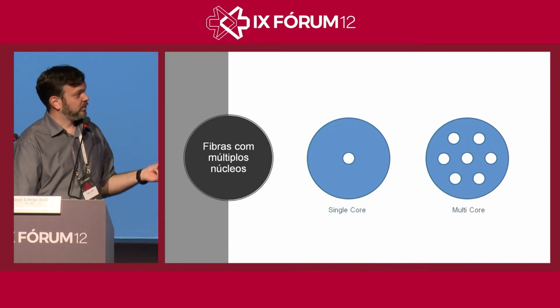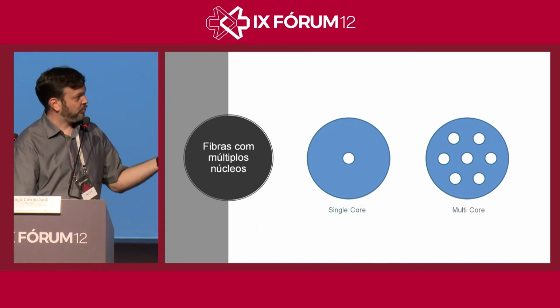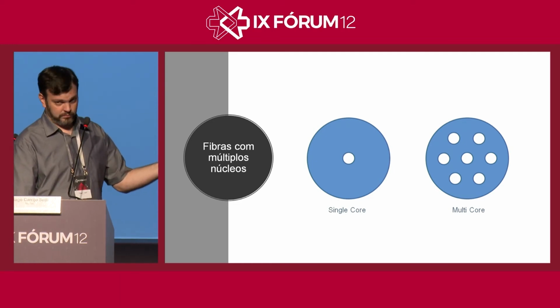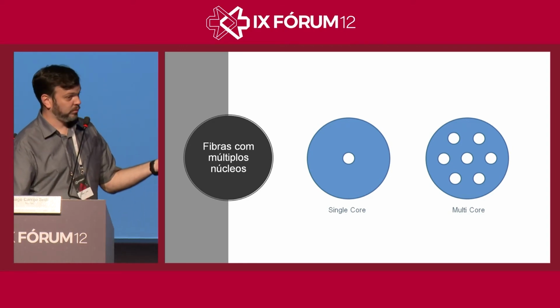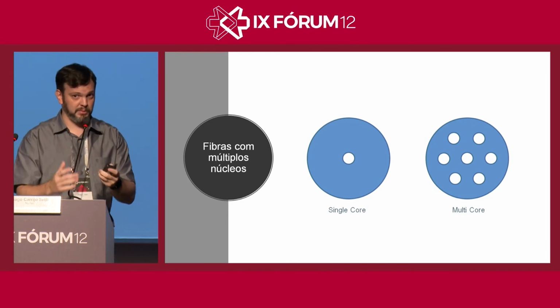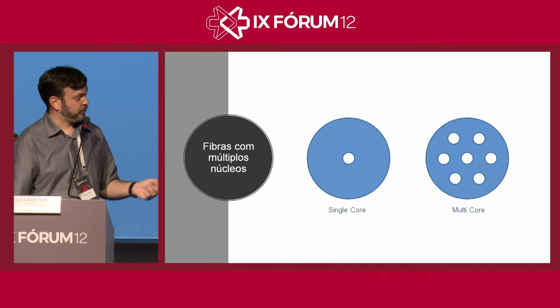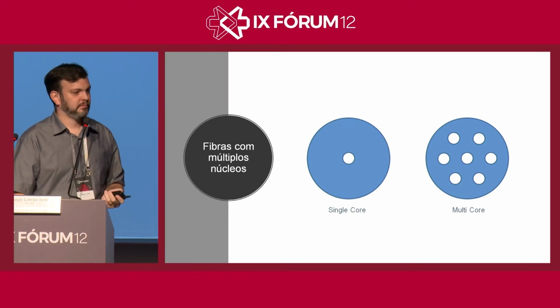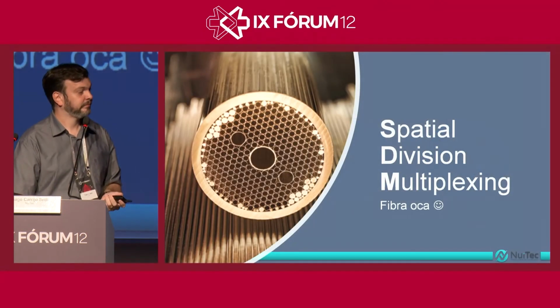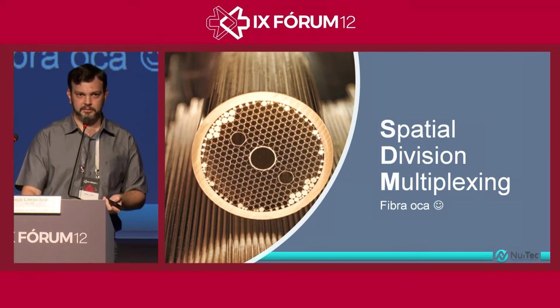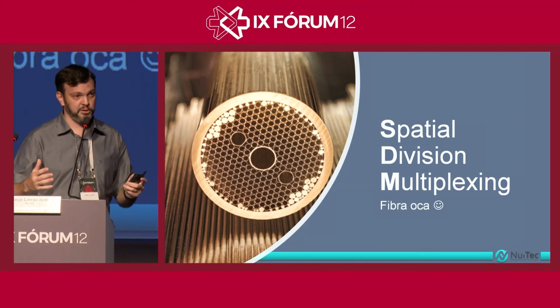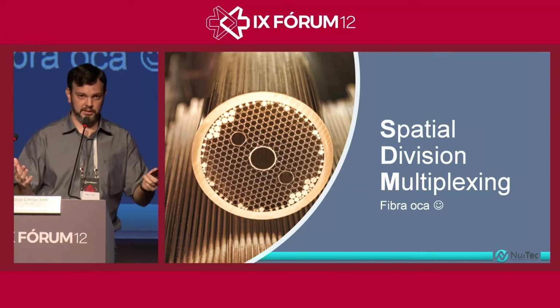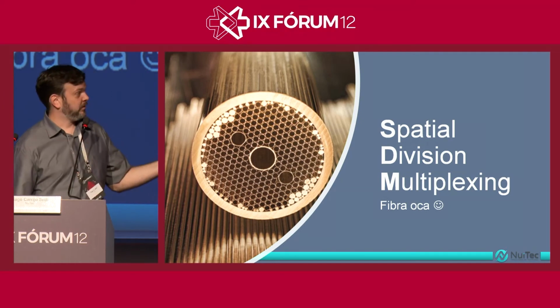In the long run, multi-core fibers. You have a core and that cover. There you would have several cores in the same fibers. Here we have several cores in the same fiber with the same coverage. And different from what I asked in the beginning, we have the open fiber. That is the SDM, Spatial Division Multiplexing.